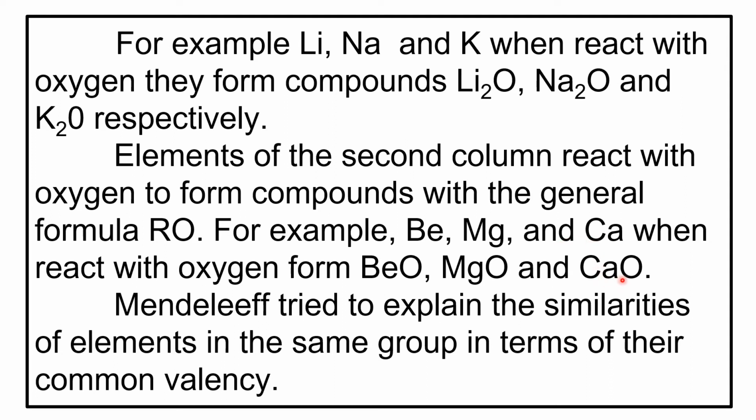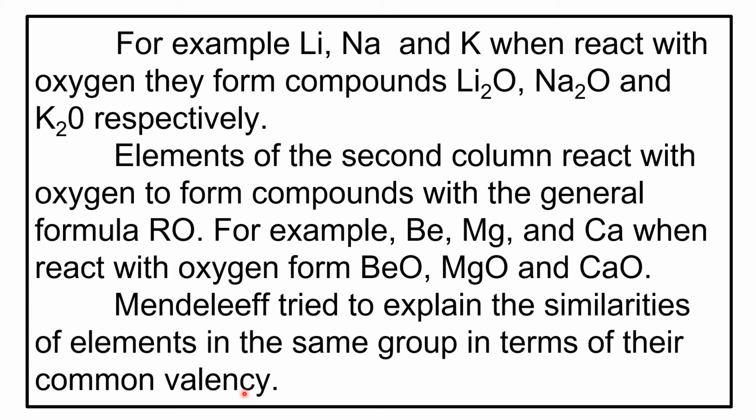So here, based on the formation of the compounds and considering the molecular formula of the respective oxides, he arranged the elements into groups, first group, second group. Mendeleev tried to explain the similarities of elements in the same group in terms of their common valency. So when he arranged the elements based on the chemical properties of the compounds they form, he tried to explain the similarity of the elements.